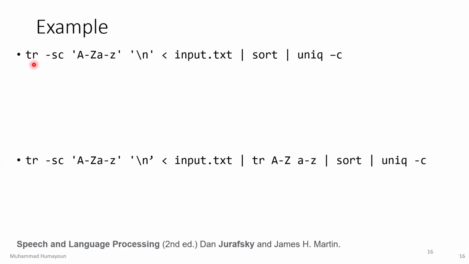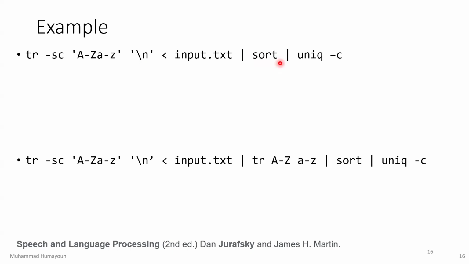It will read the file, this translate, and anything that is not A to Z, small or capital, it will translate it into or replace it with new line character. And now you got another bunch of text. And that bunch of text will be through this pipe given to sort. So sort will alphabetically sort all these words.